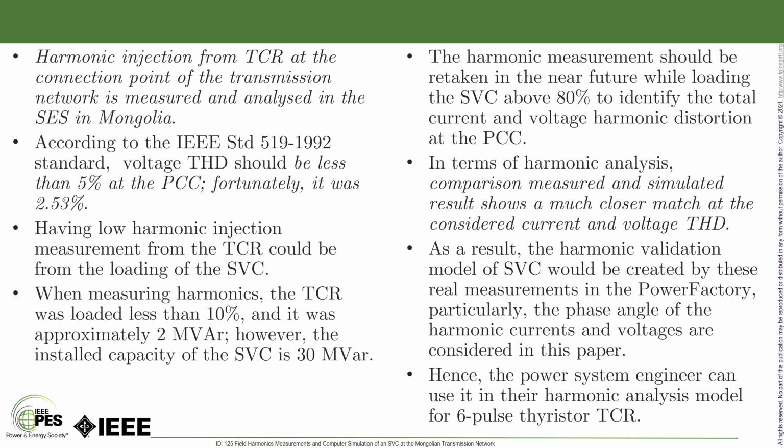What is the conclusion here? Well, we had the opportunity to go to the substation and take measurements regarding the power quality, specifically the harmonics. In this case, we collected the THD. The good news is that the THD at the static voltage compensator in Mongolia was below 5%. To be honest, it was 2.53. That means that we don't have major problems related to THD at the static voltage compensator.